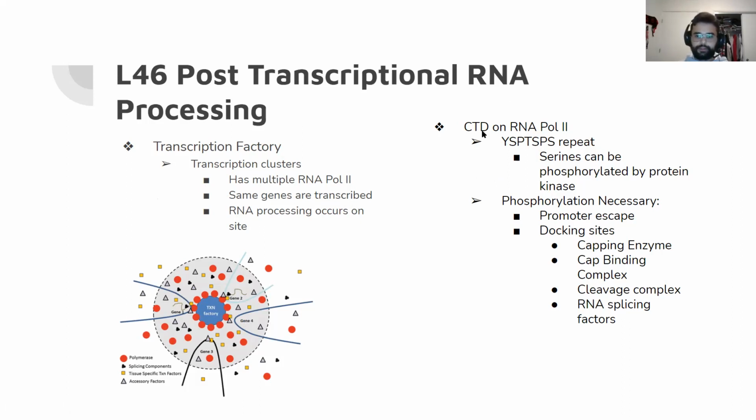The important thing to know is the carboxy terminal domain of our RNA polymerase 2. This is the repeat of amino acids that we see. Serine, as we know, has a hydroxyl group and can be phosphorylated by a protein kinase. Phosphorylation is necessary for the end of transcription. This allows promoter escape. It also provides a docking site for our capping enzymes, cap binding complex, our cleavage complex, and our RNA splicing factor. So that carboxy terminal domain of our RNA polymerase 2 is really important in initiating and terminating.